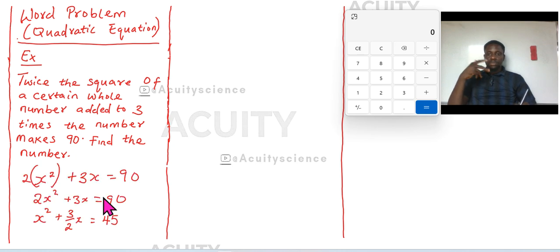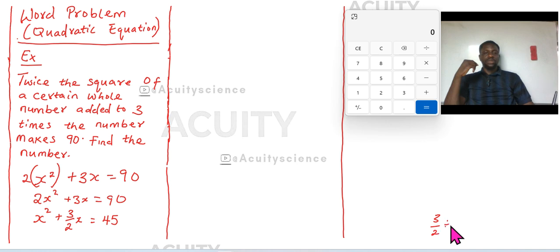Right. Now from here, we apply completing the square. We might need to look at the previous videos to understand how this works. So we are dividing 3 over 2 by 2, which is the same as 3 over 2 times 1 over 2, which is 3 over 4. So we take x, and then we use 3 over 4, which is half of the coefficient of x. So x plus 3 over 4.